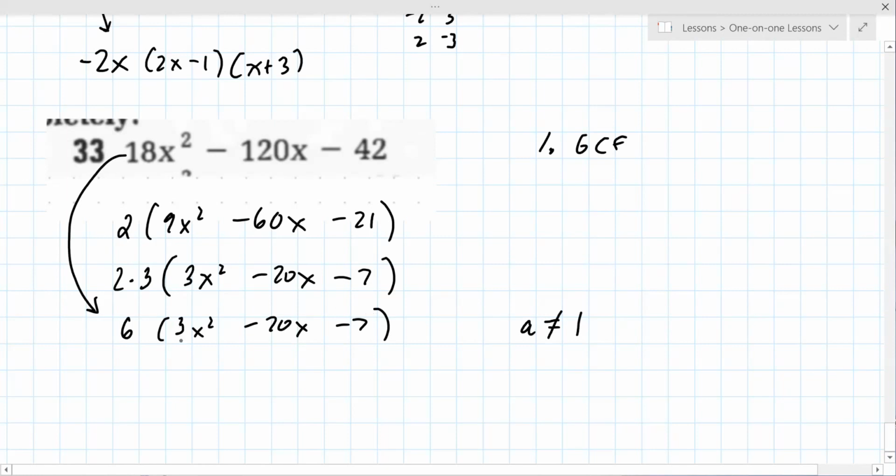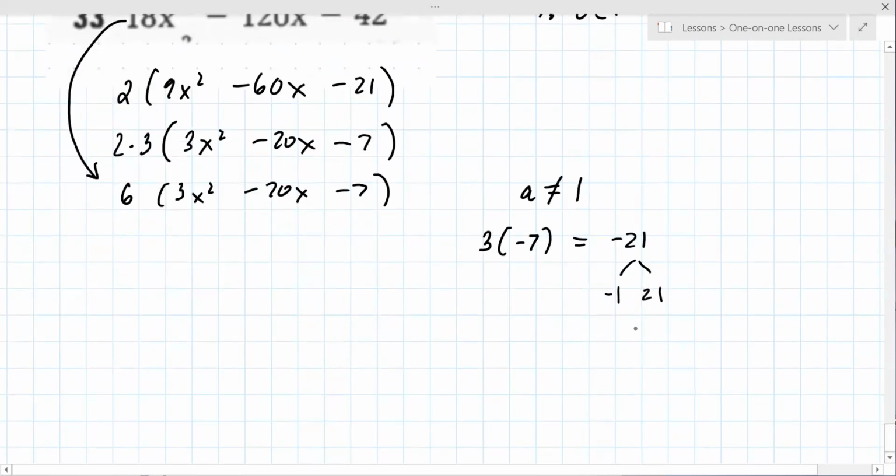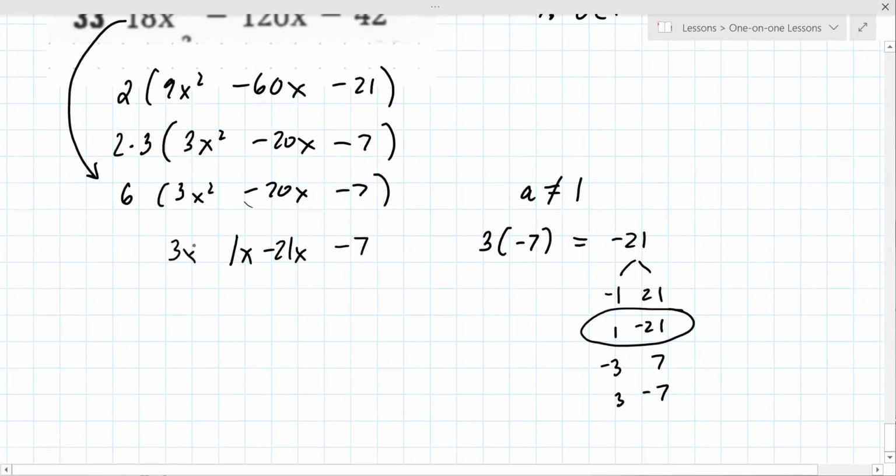Which 2 numbers do we multiply together? The 3 and the -7. Right, and that gives you negative 21. This is where you have to remember, you're looking for something that adds up to negative 20. So it's negative 1 and 21, 1 and negative 21, negative 3 and 7, 3 and negative 7. This one adds up to negative 20. So this negative 20 is what breaks apart. It breaks apart into 1x minus 21x, and then you bring the 7 down, you bring the 3x squared down.